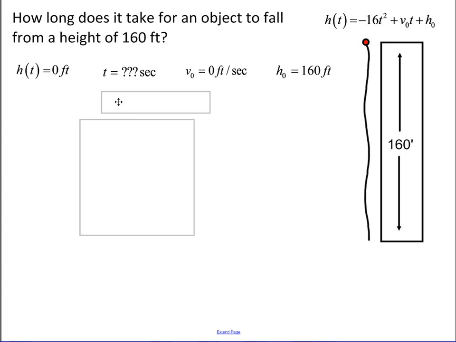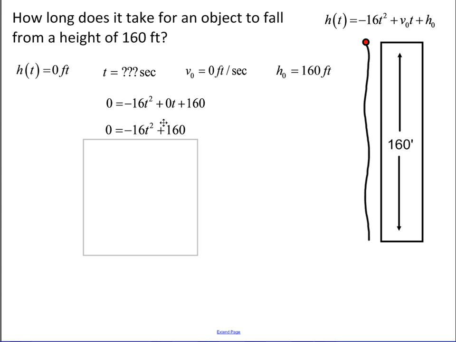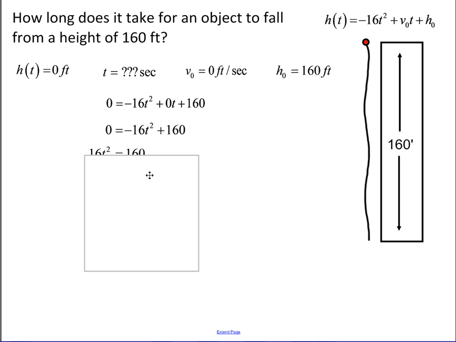So popping this into our equation, we have 0 here for h of t equal to negative 16 t squared, t is unknown, so we leave it as t, plus 0t, because that's our initial velocity, plus 160, our initial height, just following the equation up here. At this point, we just go forward and solve it. Our middle term with 0 drops out. We can move our negative 16 to the other side, negative 16t squared. Divide both sides by 16, and take the square root of both sides in order to get it by itself.